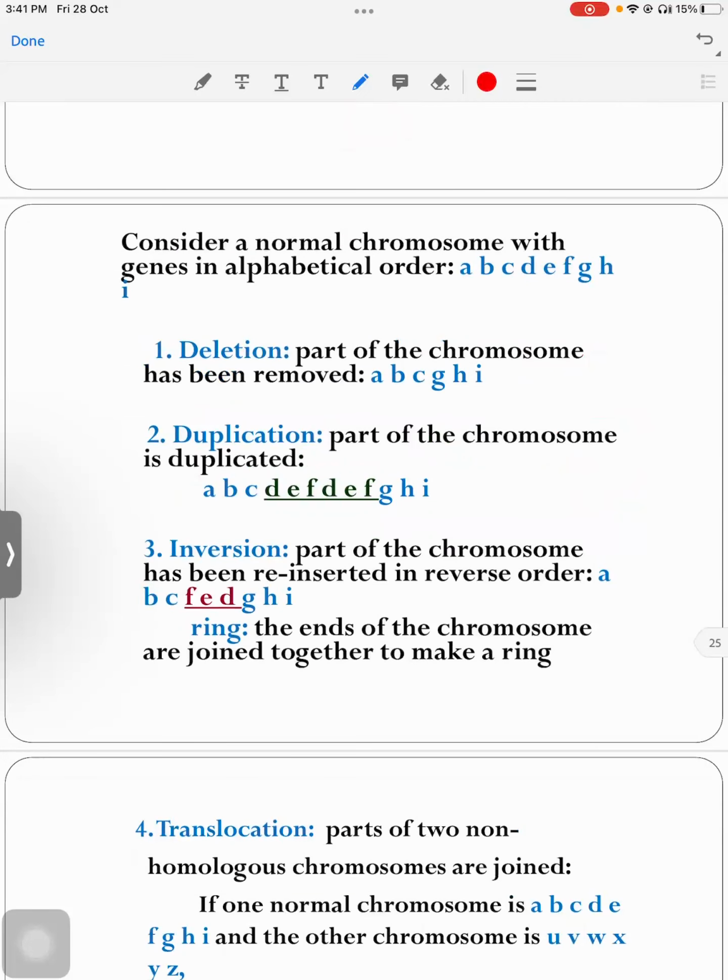In this, you should know how deletion works. In duplication, part of the chromosome is duplicated, like DEF, DEF, you should make it like this. And in case of inversion, what will happen? The whole chromosome segment is inverted. Inverted means upside down.